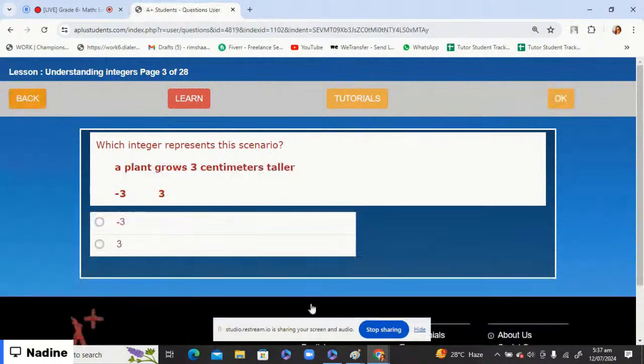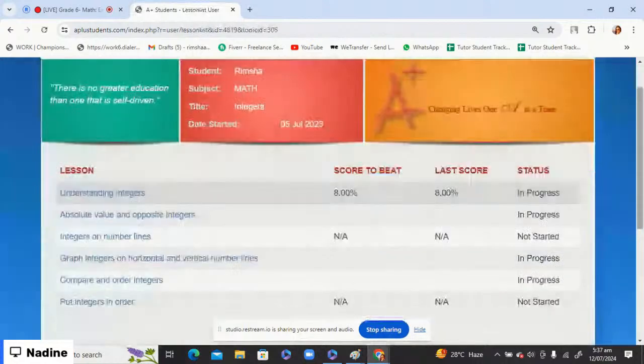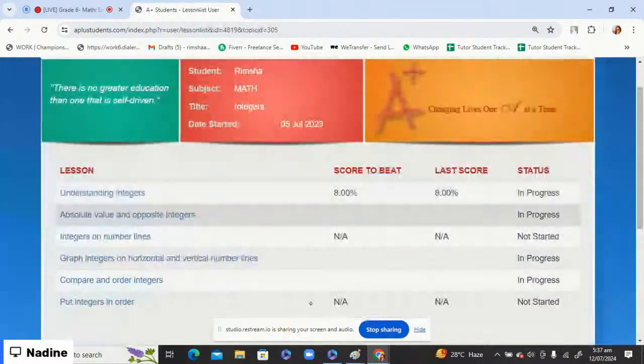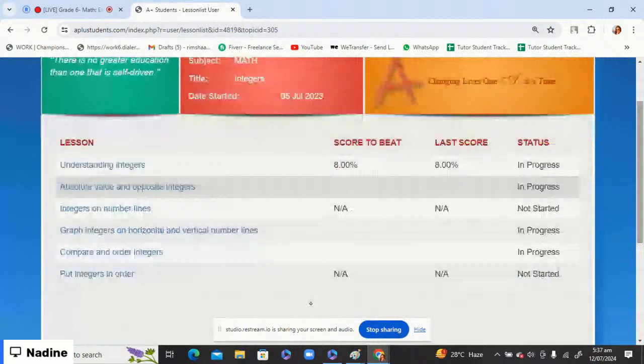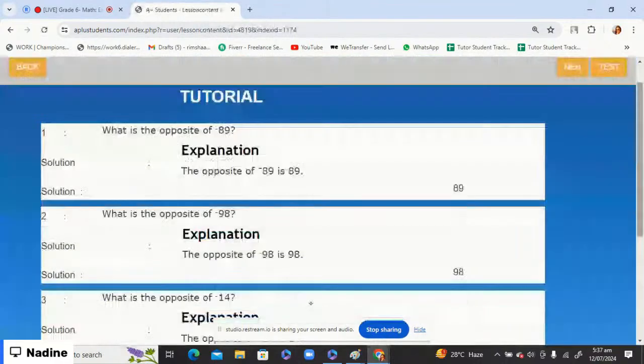Okay, hope you understand the lesson. Solve the rest of the questions by yourself. The last lesson of the day is absolute value and opposite integers. So let me tell you what the absolute values are. What are absolute values and opposite integers?